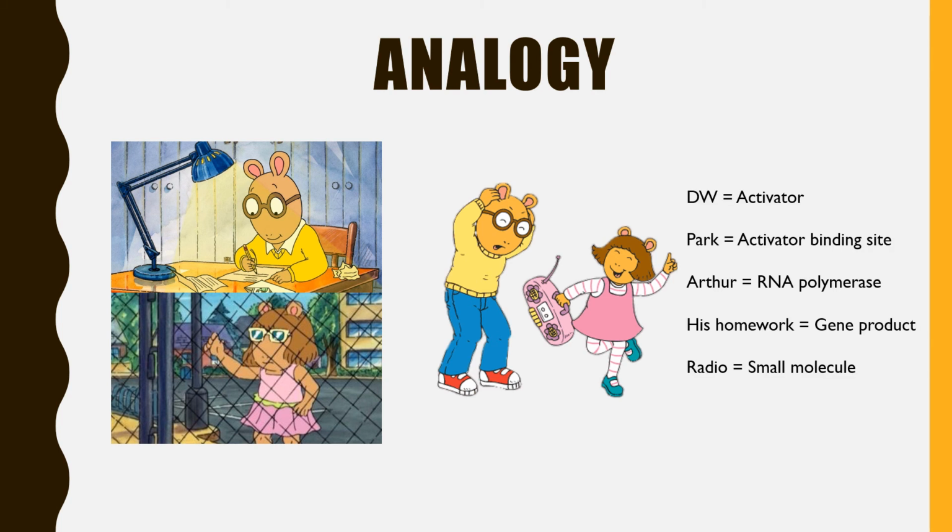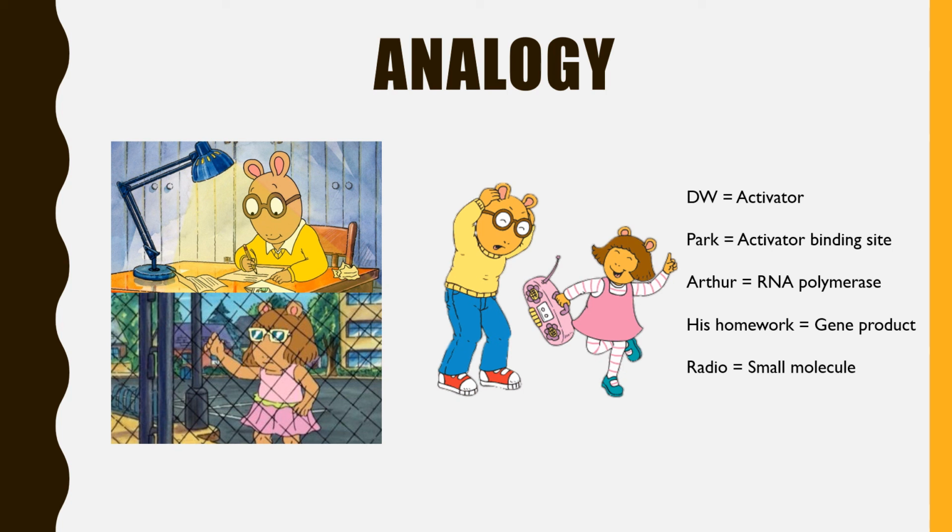In this analogy, DW is the activator and the park is the activator binding site. When DW is at the park, Arthur, who represents RNA polymerase, can do his homework, which is a gene product. Essentially, the act of him doing his homework is analogous to the RNA polymerase transcribing the gene. The radio in this analogy is a small molecule.